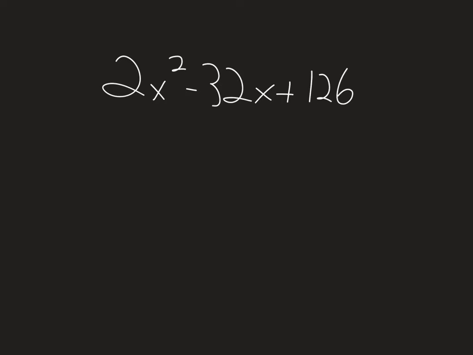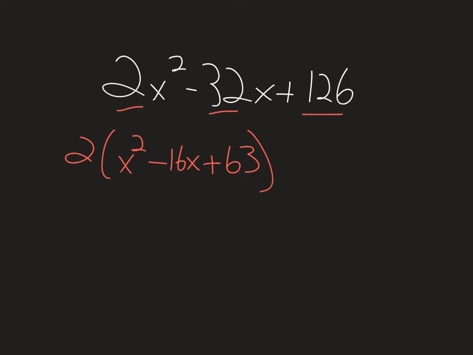That's a big number. So first thing I ask myself is, do all of these numbers have a number I can take out? And if you look at that, hopefully you're thinking, ooh, I can take a 2 out. So I'm going to take a 2 out. That's going to give me x squared minus 16x plus 63.